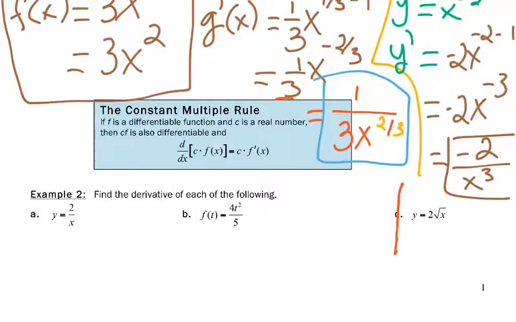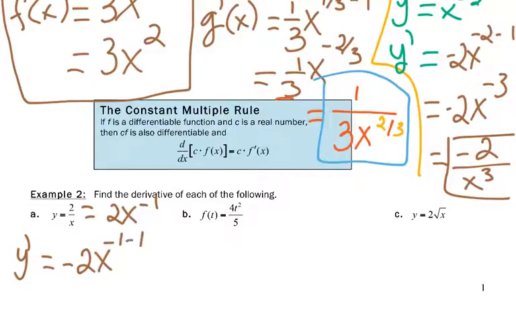Okay? Alright, so let's look at example 2a. We know that we can rewrite this one as 2x to the negative 1. So y prime, what that means is I'm going to multiply my coefficient with the exponent, which turns into negative 2, x to the negative 1 minus 1. So that would be negative 2x to the negative 2, or we rewrite this as negative 2 over x squared.